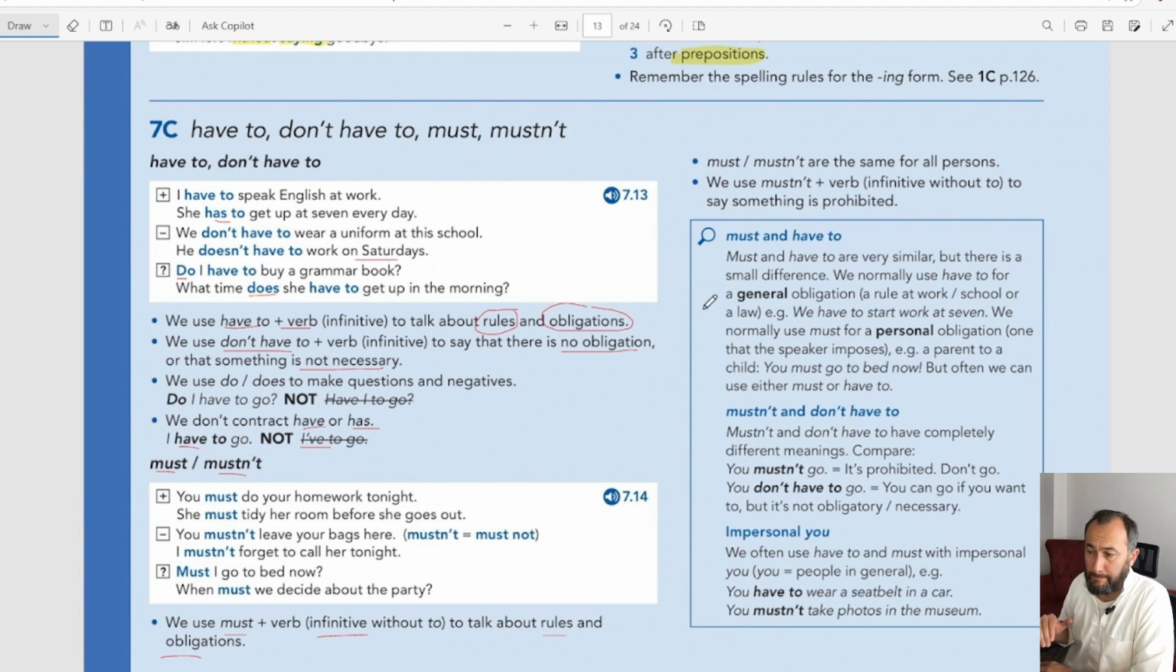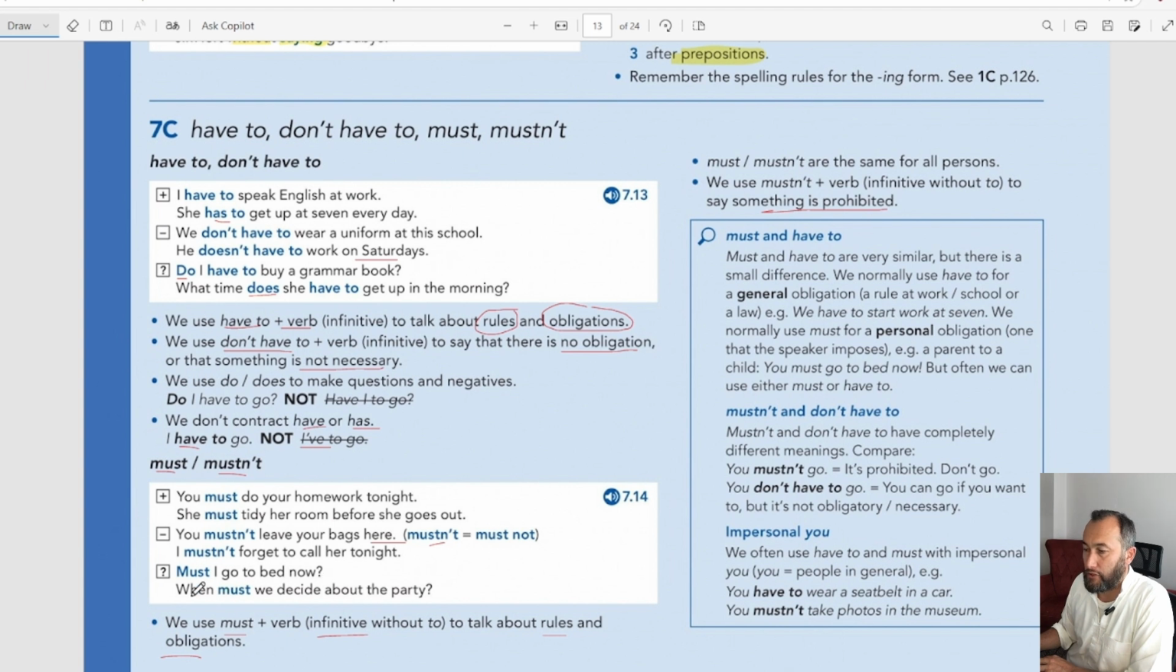Negative, mustn't. You're not allowed. Something is prohibited. Prohibited means you can't do it, not allowed. There's no permission for that. So you mustn't leave your bags here. Mustn't, it means must not. I mustn't forget to call her tonight. And if I want to use question, I must use must before the subject. Like, I must go, must I go? He must go, must he go? And so on.